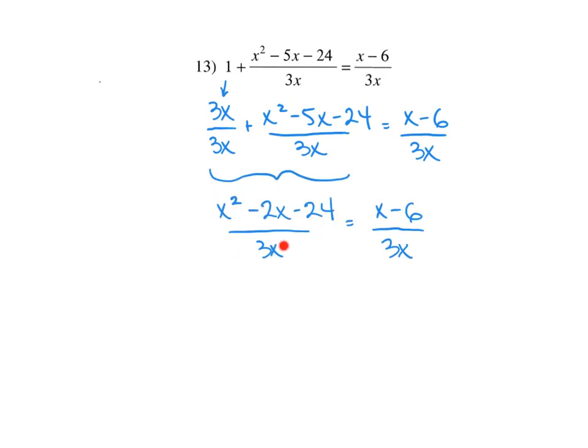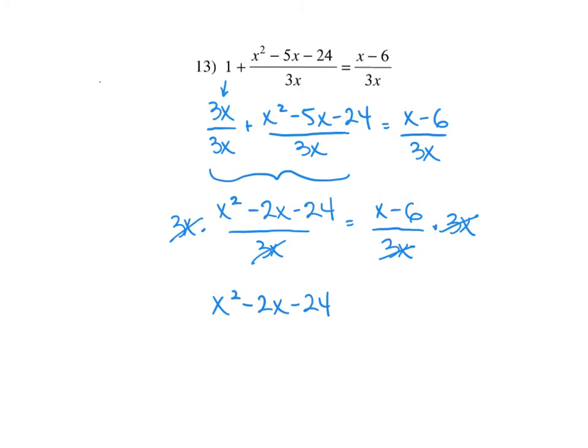Here's my combined fraction. And to explain why I can just cancel these, it might make sense if I show you that I could multiply both sides by 3x to get rid of this 3x here. But when I do that, I similarly get rid of the 3x on this side. So in fact, I just have the numerators of each of my fractions.